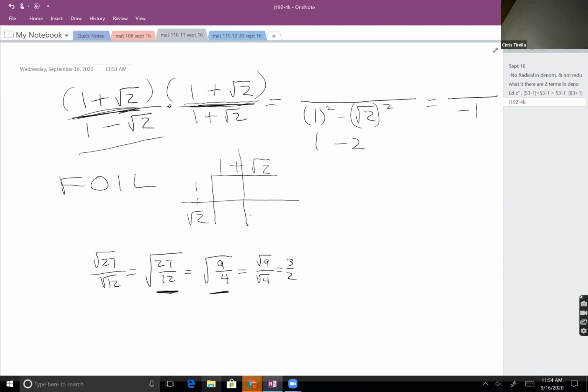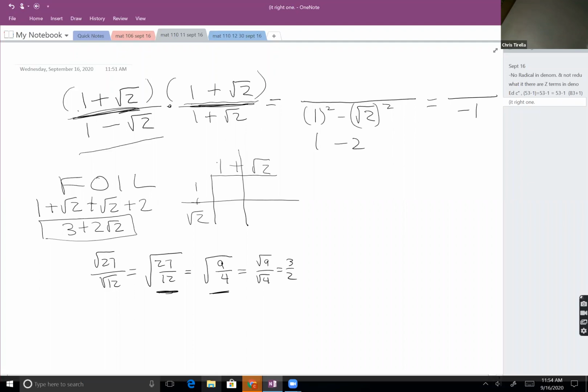So, FOIL. First, 1 times 1 is 1. Outer, 1 times the square root of 2 is the square root of 2. Inner, the square root of 2 times 1 is the square root of 2. Last, the square root of 2 times the square root of 2 is 2, giving me 3 plus 2 radical 2. So that's FOIL.